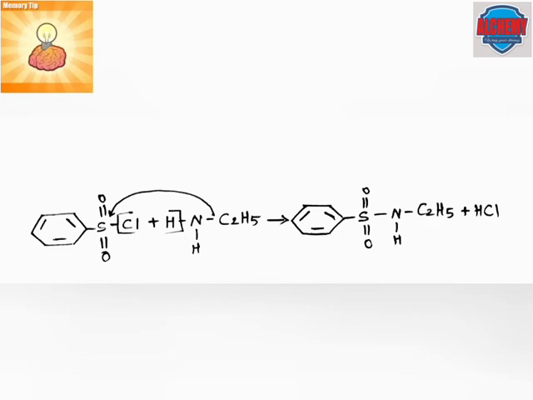The secondary amine will also undergo this reaction since there is a hydrogen present in the secondary amine. But in the case of tertiary amine, all the hydrogens are replaced by alkyl groups. So tertiary amine does not undergo the Hinsberg test.